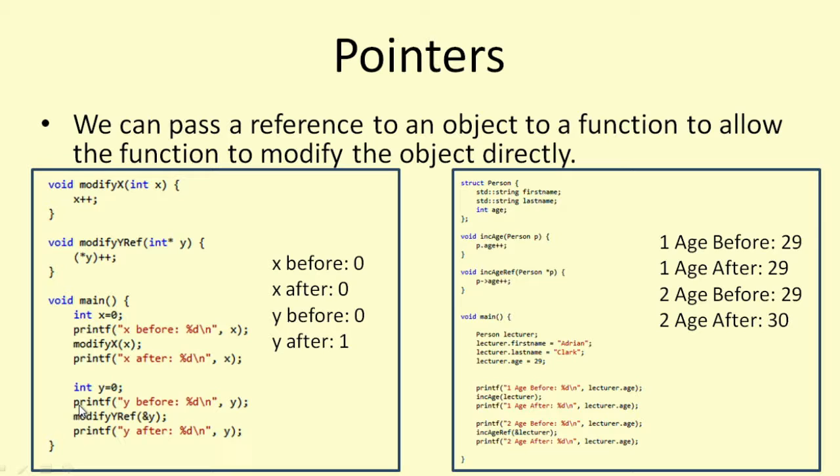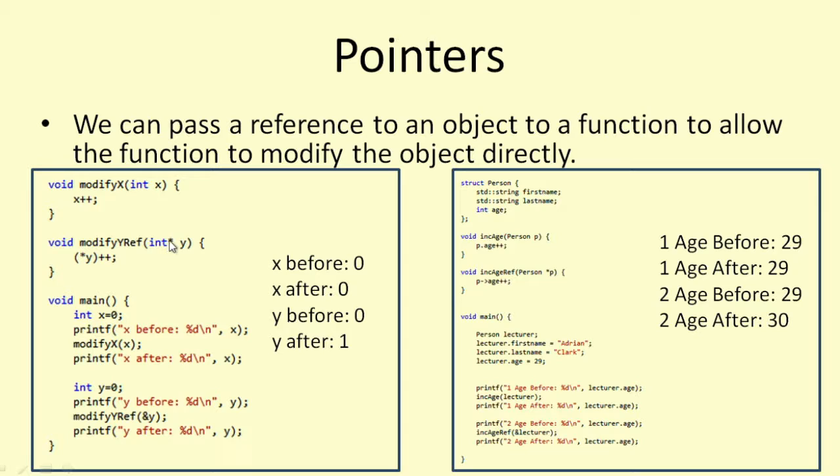So here we create a value, an integer y, set that to 0, print it out before it's 0. And then what we're going to do is we're going to call this modify y ref function. The ref is, you can name this whatever you want, the ref is just there to illustrate. But what we're going to do is we're going to pass in the reference or a pointer to it. So we use this ampersand to get a pointer and we pass it in here.